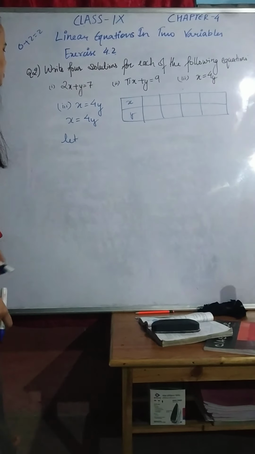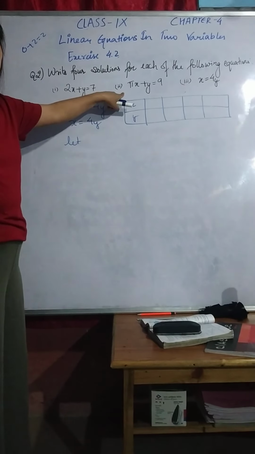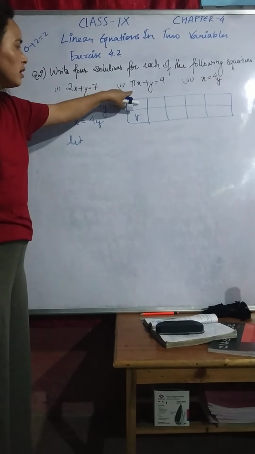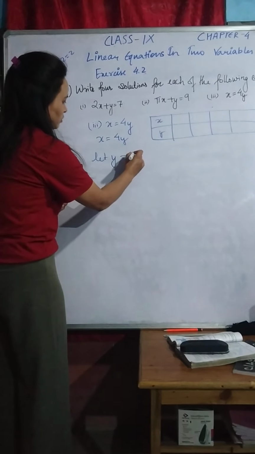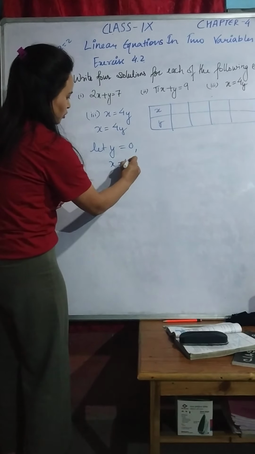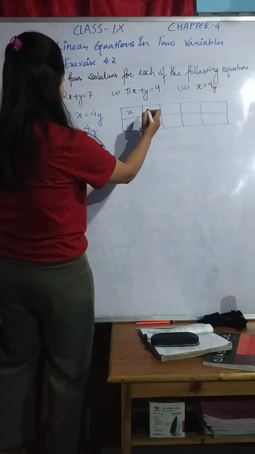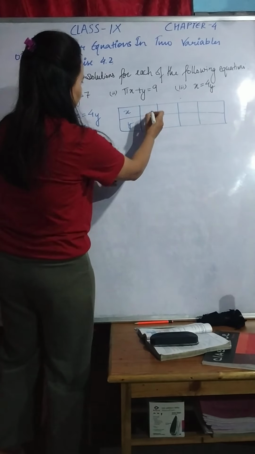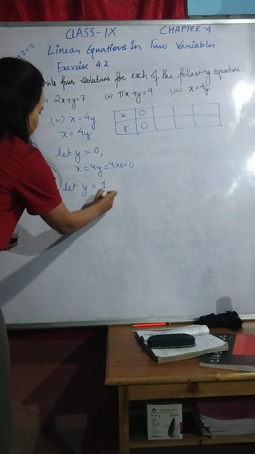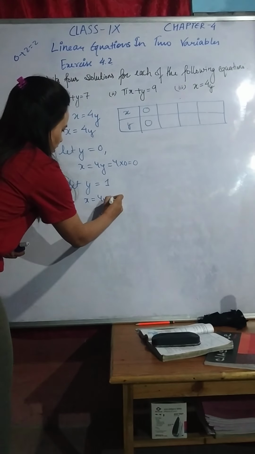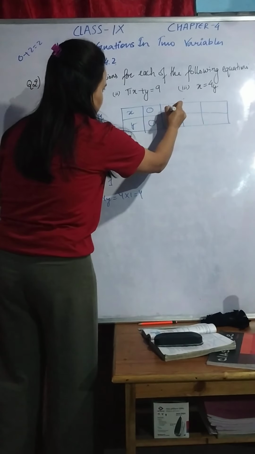In the first and second linear equations we have assumed the values of x. Now in the third linear equation, let us assume the value of y. Let y is equal to 0. Now x is equal to 4y. So 4y means 4 into 0 gives you 0. So when your y is 0, x is also 0. Now second value, let y is equal to 1. Now x is equal to 4y. So this becomes 4 into 1, which gives you 4. So when your y is 1, x is 4.